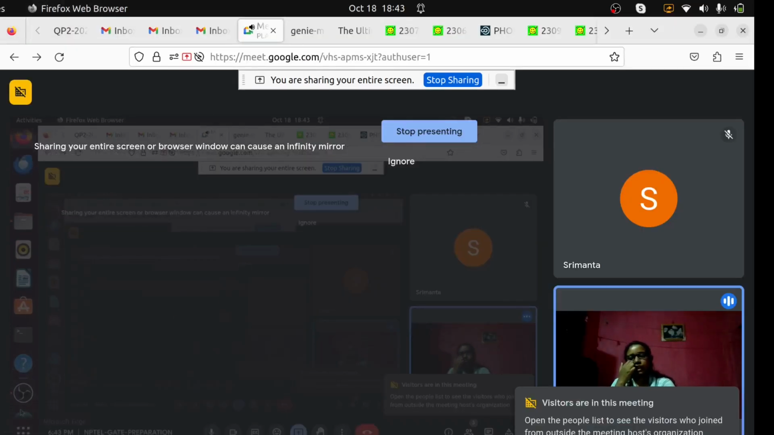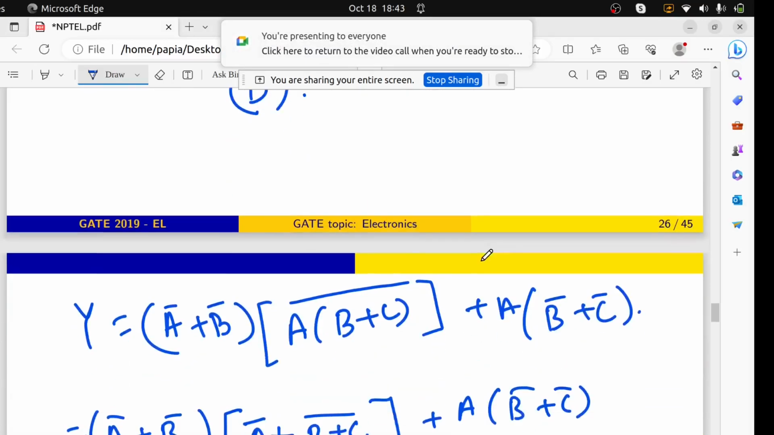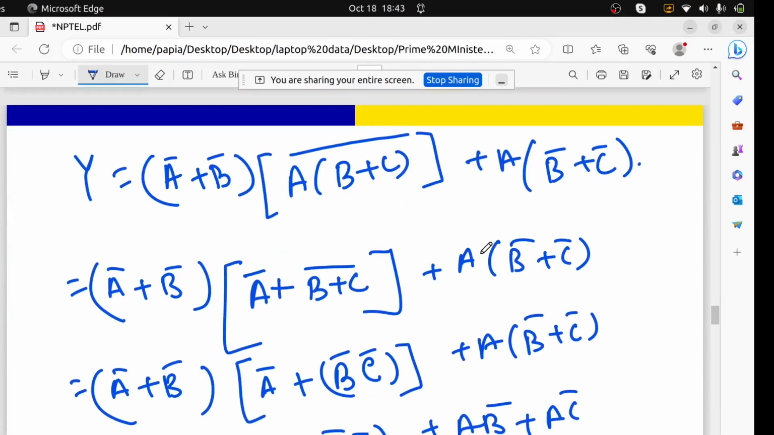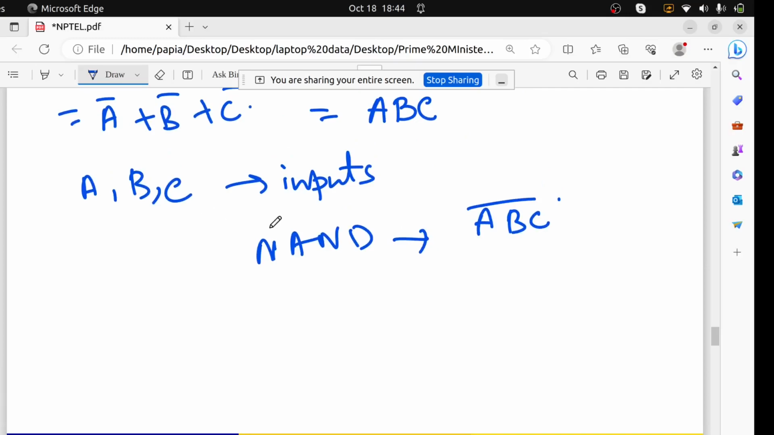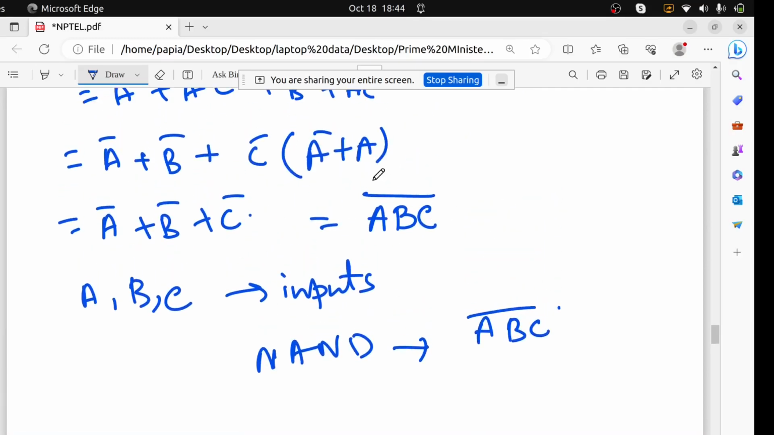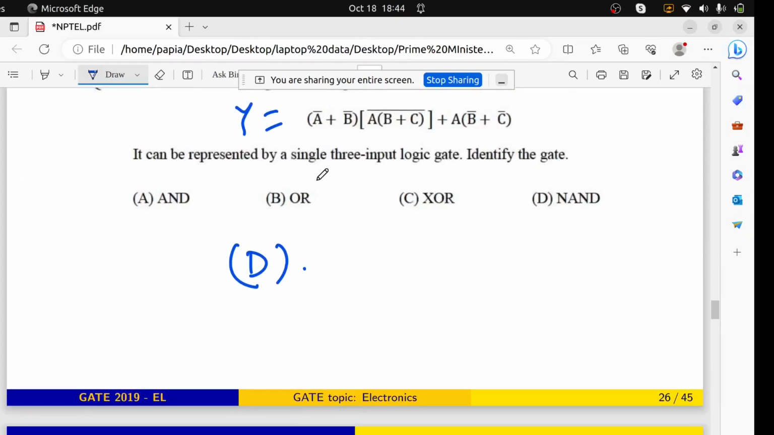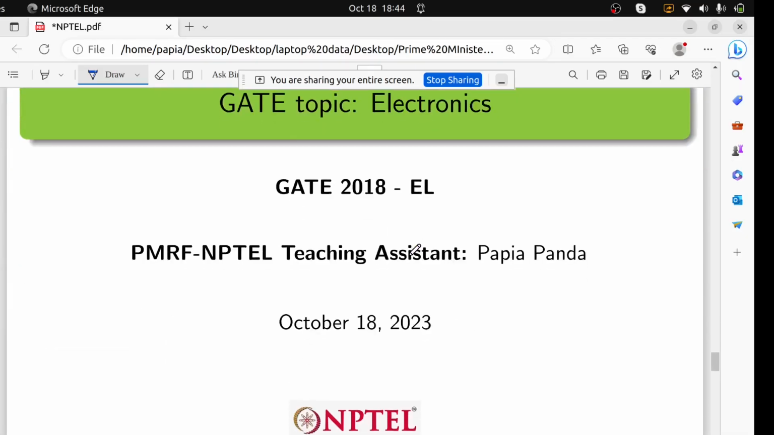Okay. So the answer will be D option. This will be NAND gate. Is it fine? I think yes. Because we have just explicitly expanded the terms of Y, nothing else. And we end up with one expression, ABC whole bar. And ABC whole bar is nothing but a NAND gate. So that's why we can say it can be represented by a single 3 input logic gate which is NAND gate. Okay, so we will go to the next question.